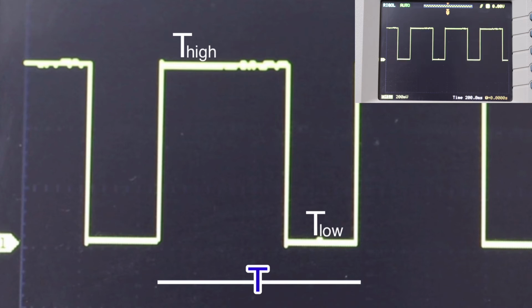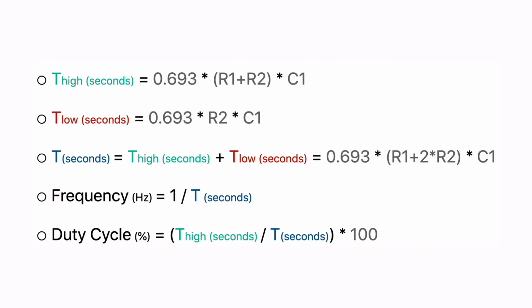The individual times required to complete one charge and discharge cycle, or in other words, the output high and the output low durations, can be calculated like this. Now, if you choose to calculate this yourself manually without using one of the many calculators that are available online these days, there are a few important things to note.